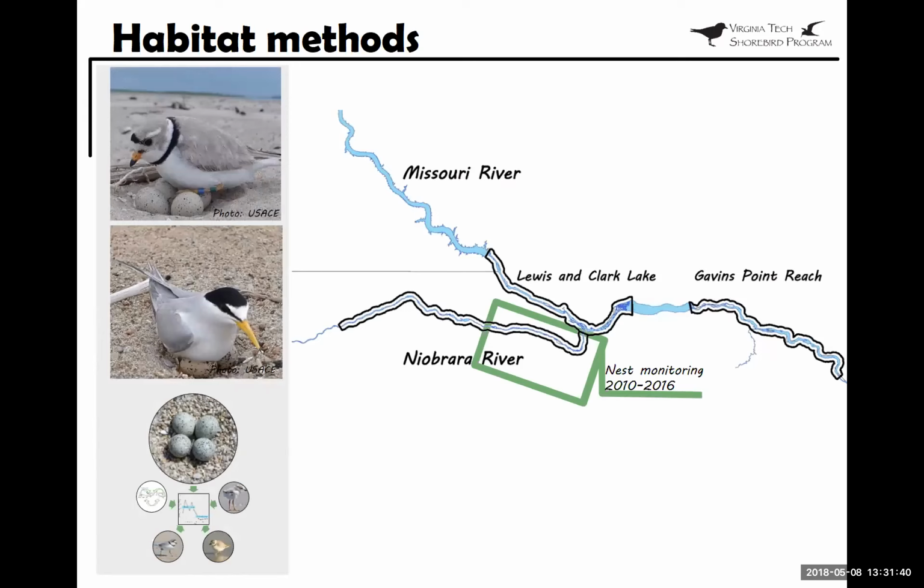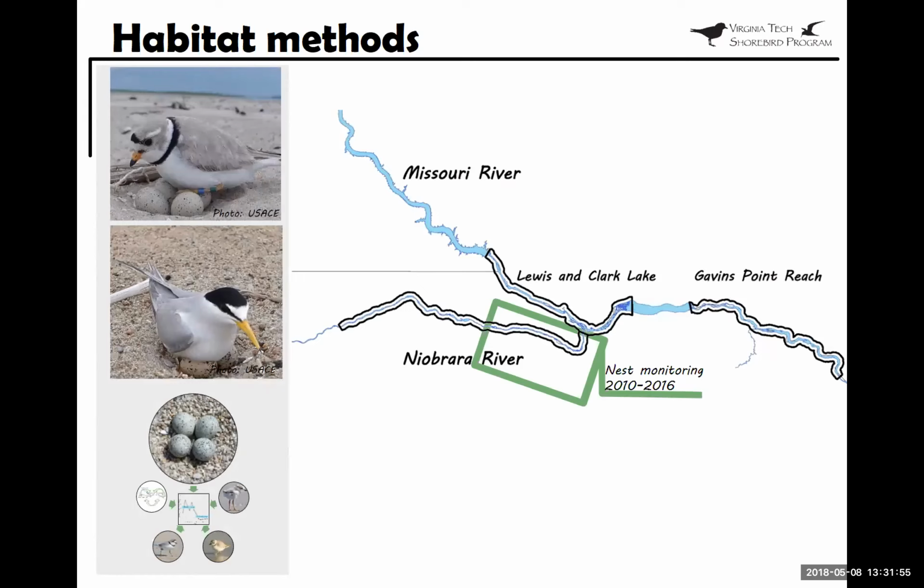And this is where we add in the tern data. I did an a priori test to look at differences between tern and plover nest site selection on the site, and found that they were selecting similar habitats. So I pooled the data for these two species to improve our sample size.